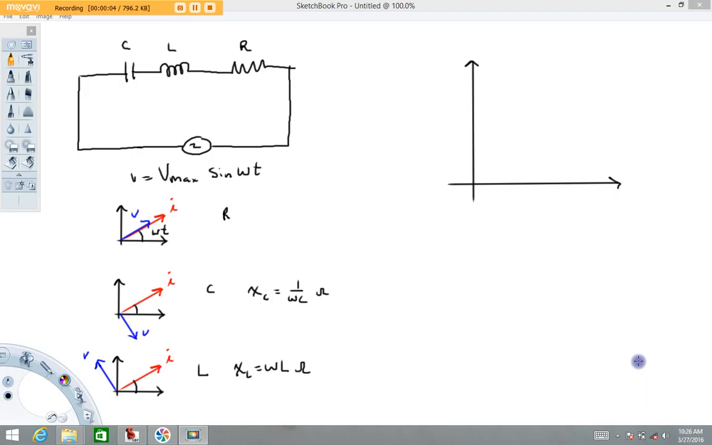The purpose of this video is to talk about how to draw the phasor diagram for an AC voltage source, a sinusoidally varying voltage source, hooked to an LRC circuit, a circuit that's got an inductor, a resistor, and a capacitor. Before we talk about the phasor diagram for the entire circuit, it's necessary to go back. We need to understand what the phasor diagrams look like for resistors, capacitors, and inductors individually.